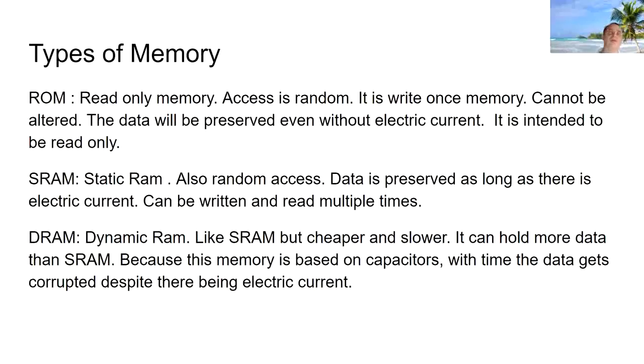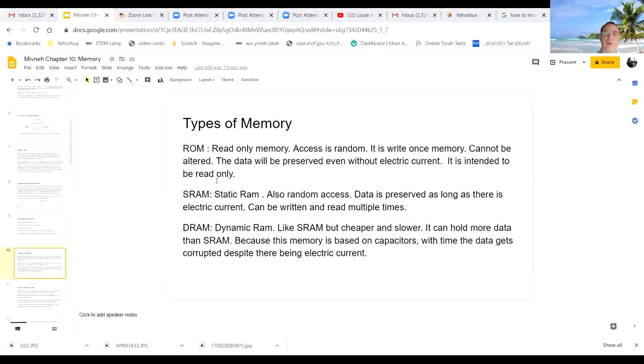And SRAM is static random access memory. Now, static makes it sound like it's not so good, as opposed to DRAM, which is dynamic, which makes it sound better. But actually, it's the reverse. Static RAM is better because it's static. In other words, the data is preserved better. It's more static, it doesn't get altered, it doesn't get ruined. We'll talk about how DRAM gets ruined.